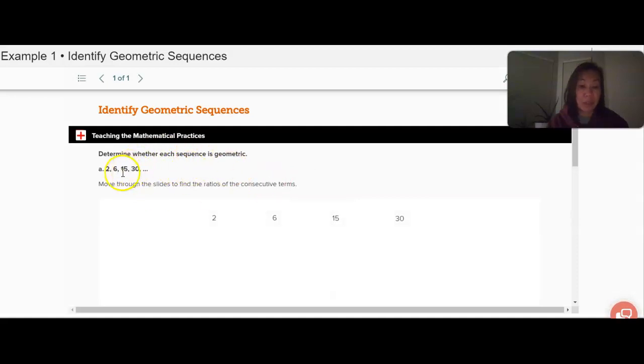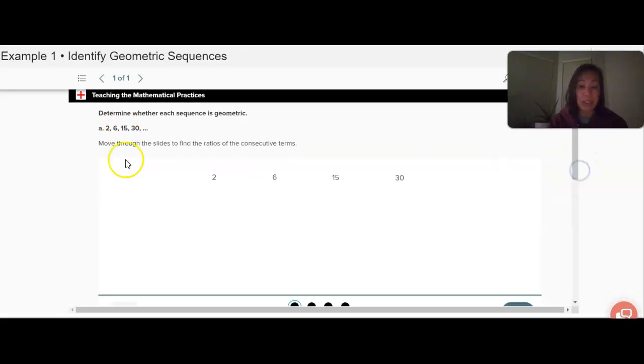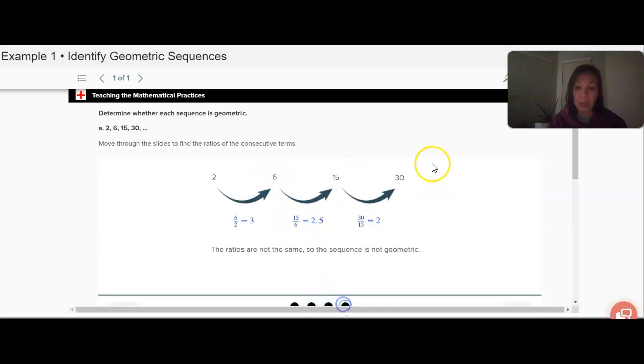So really all we have to do is ask, is there a number that I can multiply? 2 times what is 6? That's 3. But is that the same thing? 6 times 3, does 6 times 3 equal 15? No. Another way we can do this is to divide terms. So if I take 6 divided by 2, that's 3. But if I take 15 divided by 6, that's 2.5, and 30 divided by 15 is 2. So this is not a geometric sequence.